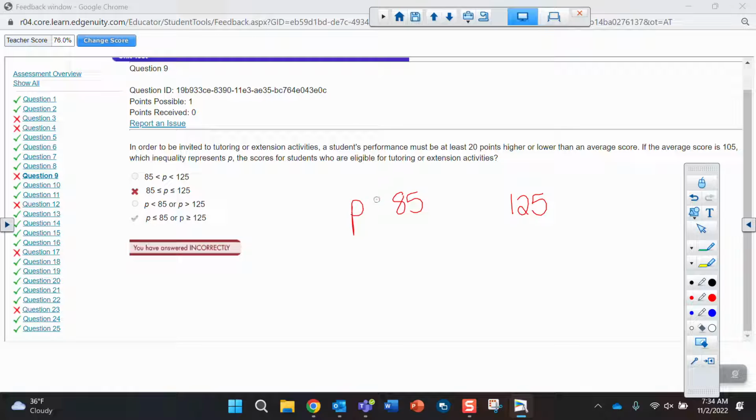So your score has to be less than or equal to 85, or it has to be greater than or equal to 125. So if I'm looking at a number line, and I have 85 here and 125 here, here's the 105 average. We want to be here or less, we want to be here or greater. What you have is actually this area in between. That's the and inequality that says we're between 85 and 125, but it says at least 20 points higher or. So we want one of those or inequalities for this one.